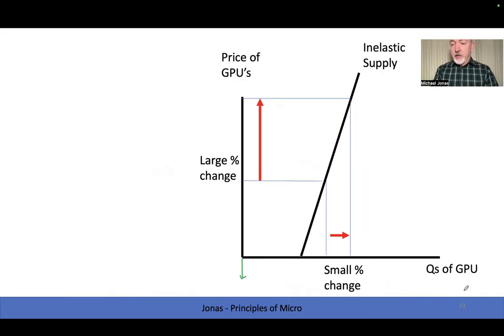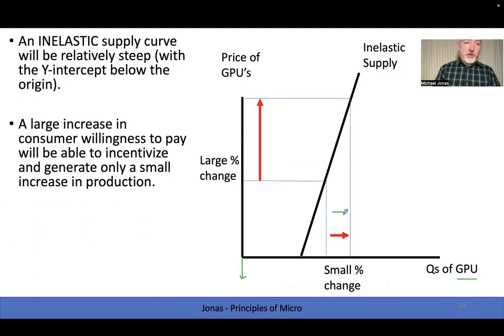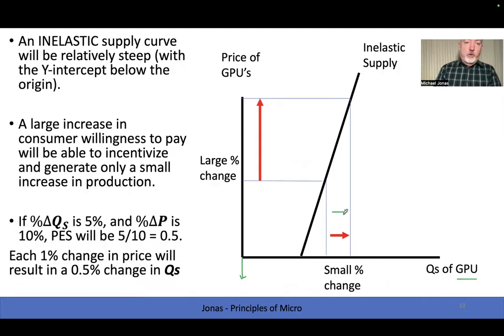So again, imagine this is the case for those graphic processing unit chips. A large increase in price will only yield a small increase in production, not by choice, but by the restrictions on the production process. So relatively steep curve, a negative y-intercept, large increase in willingness to pay. Again, imagine a demand curve shifting to the right will only yield a small increase in production.